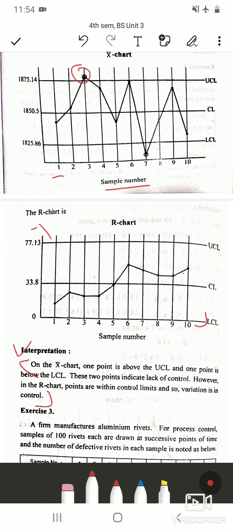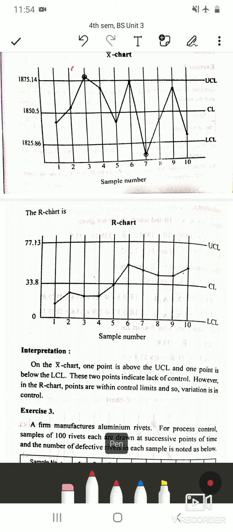To write the interpretation is very important. You are using this graph so that you can give conclusions whether the process is under control or not. So it is very necessary that you write the interpretation based on these graphs.